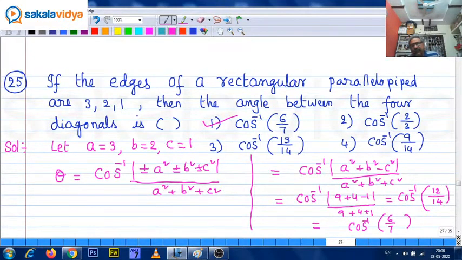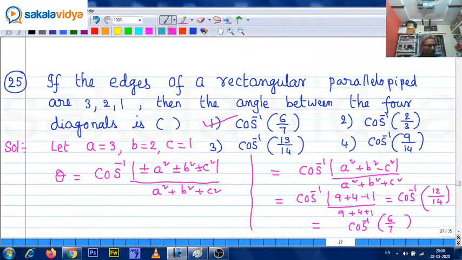What will happen means actually if you take a square plus b square plus c square by a square plus b square plus c square, cos inverse 1, that is 0 degrees. If you take the negative sign you get cos inverse minus 1, that will be pi. So that means the angle between the diagonals of the parallelepiped cannot be 90 degrees.